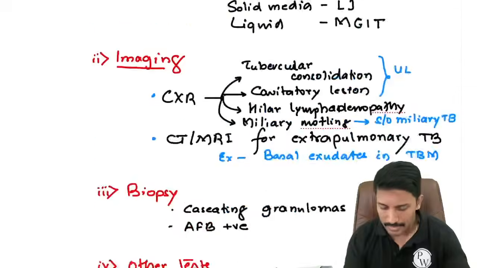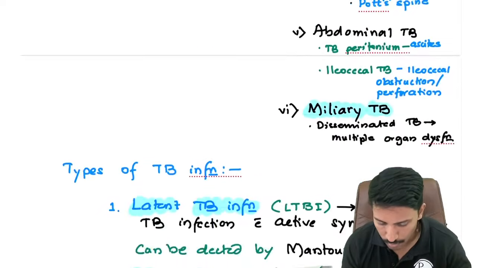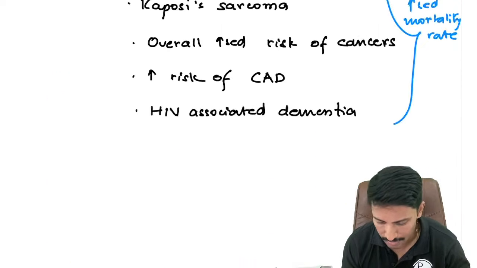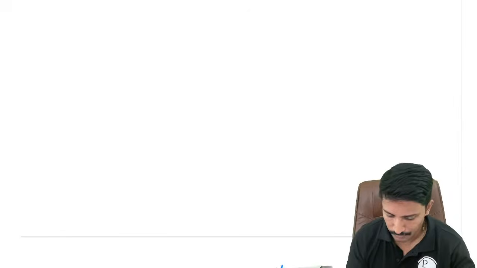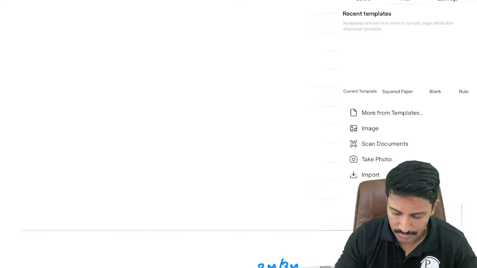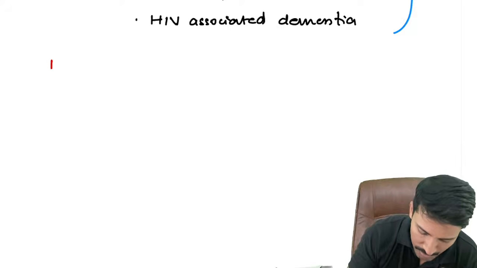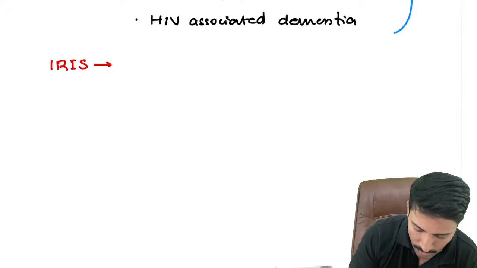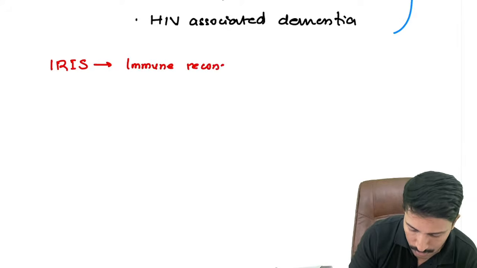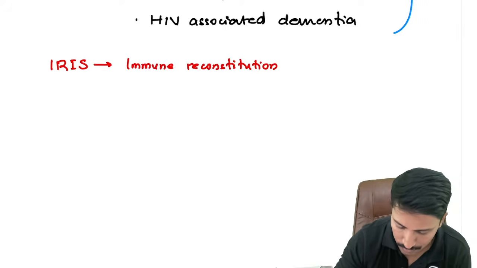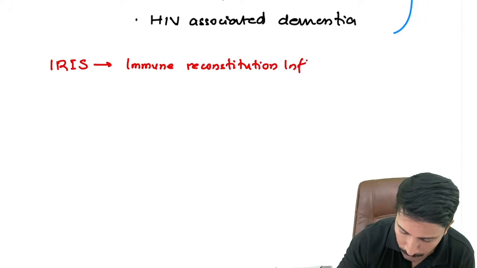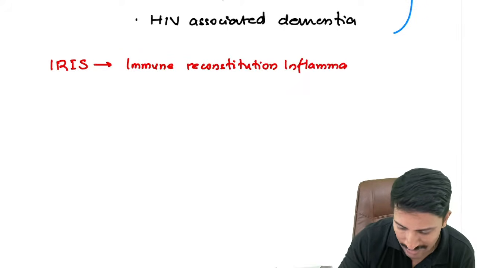Okay. In HIV, we forgot to discuss one important complication. We will address that before we go to the next question on infectious diseases. Examiners may ask you to elaborate or write a short note on IRIS. What does IRIS stand for? IRIS stands for immune reconstitution inflammatory syndrome. So what does that mean?